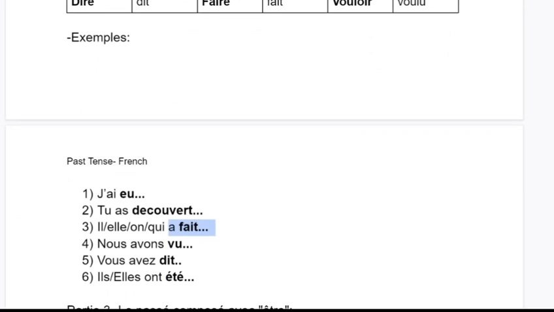So for example, j'ai eu... tu as découvert... il, elle, on a fait... nous avons vu... vous avez dit... ils, elles ont été... The reason I have these ellipses is that you have to complete the sentence. It's not going to make sense if I just say j'ai eu.